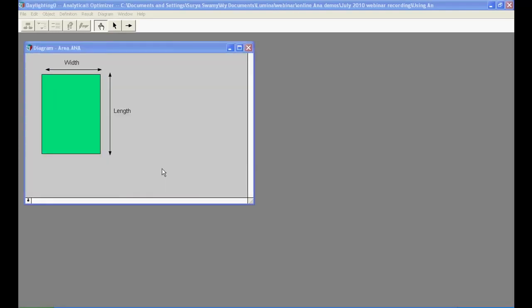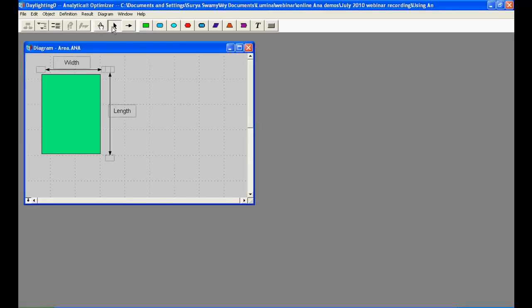Now, let us look at how to construct an influence diagram from scratch. Let's say we want to compute the area of this building of some width and length. To start, I'm going to switch from browse mode into edit mode, and as soon as I do this, I get a palette of variables that becomes available to me to construct my influence diagram.